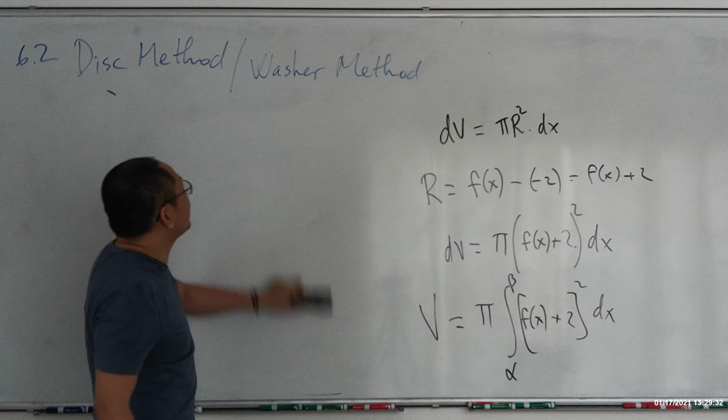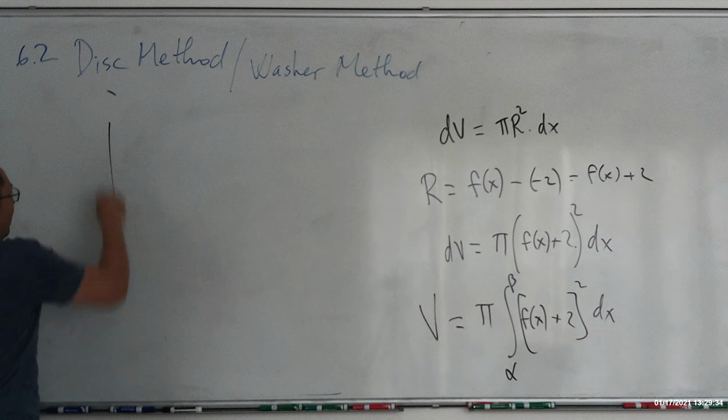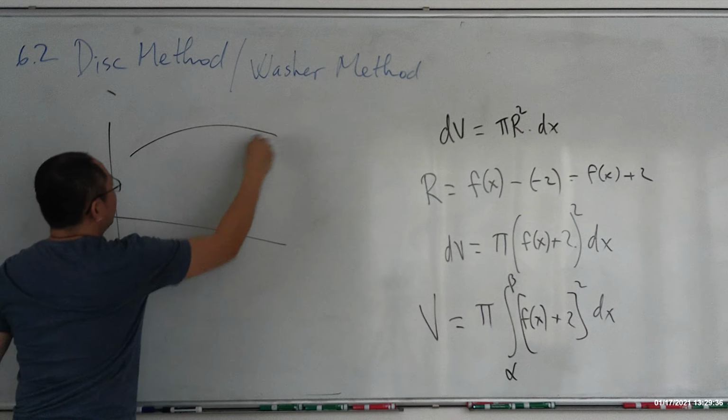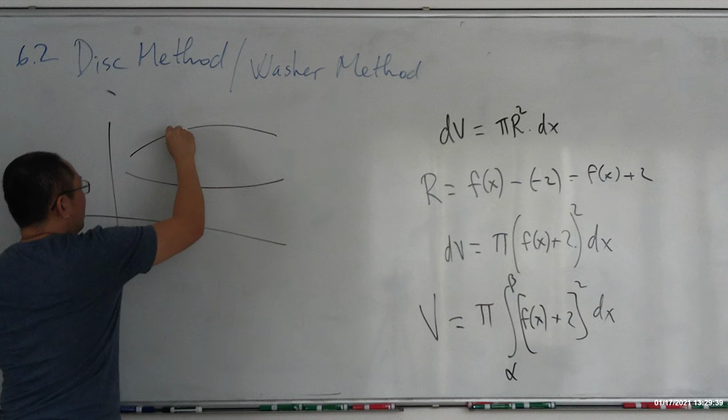I forgot to explain to you why we have the name of Washer method. Recall that we have two functions. This is f of x, this is g of x. And you chop it up into one slice.